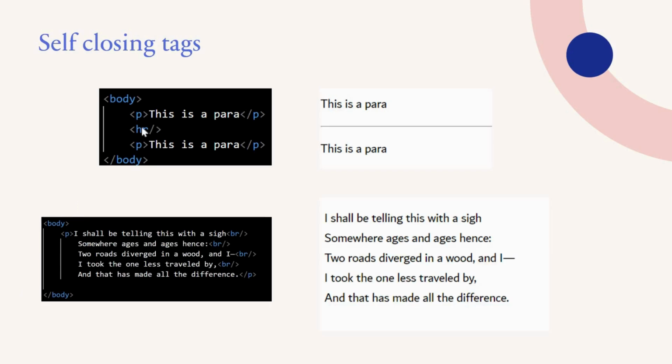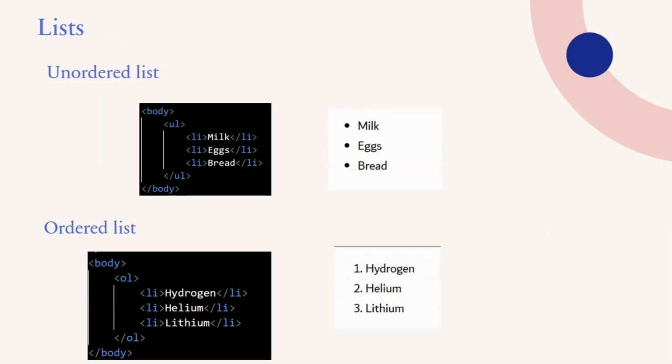Now we have a self-closing tag, which is the HR tag, which lets you draw a line to separate two paragraphs, as well as your BR tags. If you are writing a poem and you want to break the lines, you can use your BR tag as well.